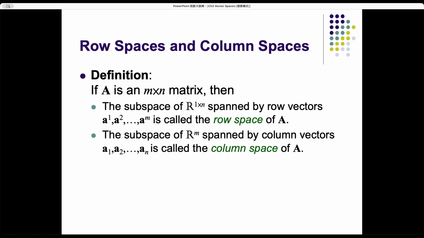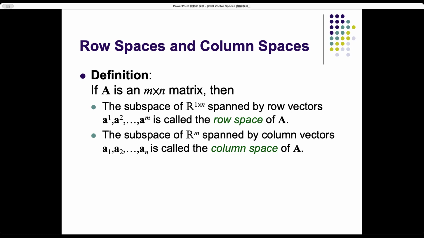These column vectors also span a subspace. The space spanned by the column vectors is called the column space of A. So we have the row space of A and the column space of A. Be very careful. Not only are they different, the number of elements is also different. Their shape is different.